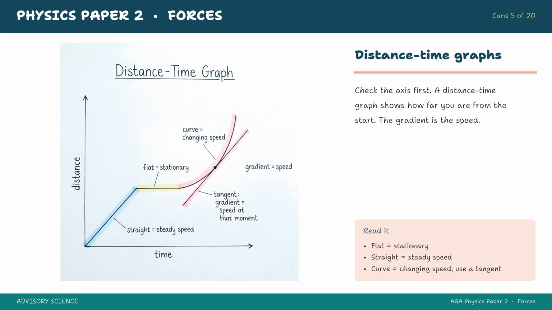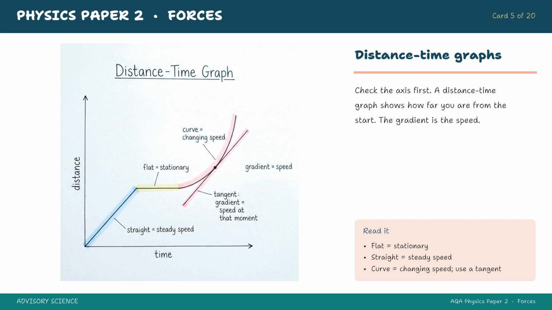Graphs are a massive trap in the exam because two lines can look identical but mean completely opposite things. You must check the label on the left axis first. So graph 1, the distance time graph. Think of this one as, how far away am I from home? A flat horizontal line means you're stationary. You've stopped moving, your distance from home is frozen.